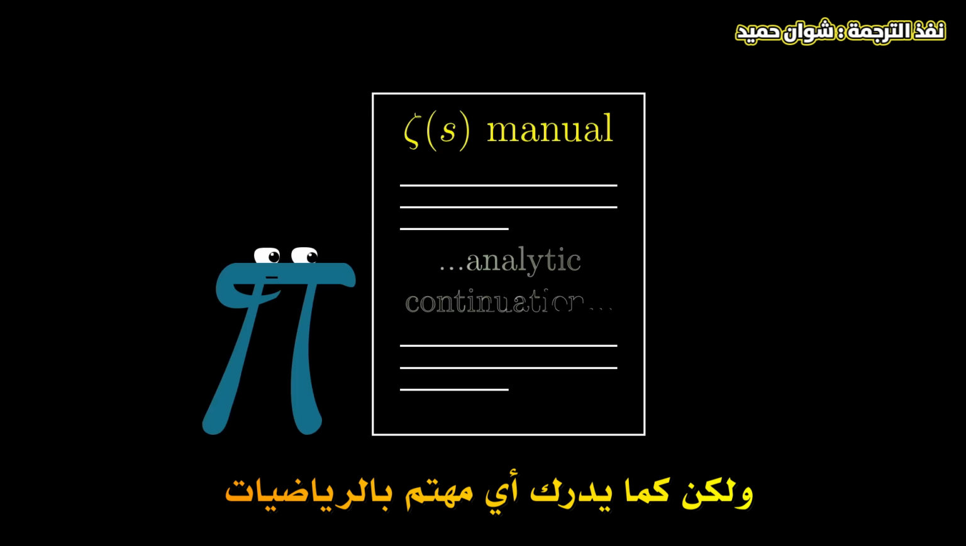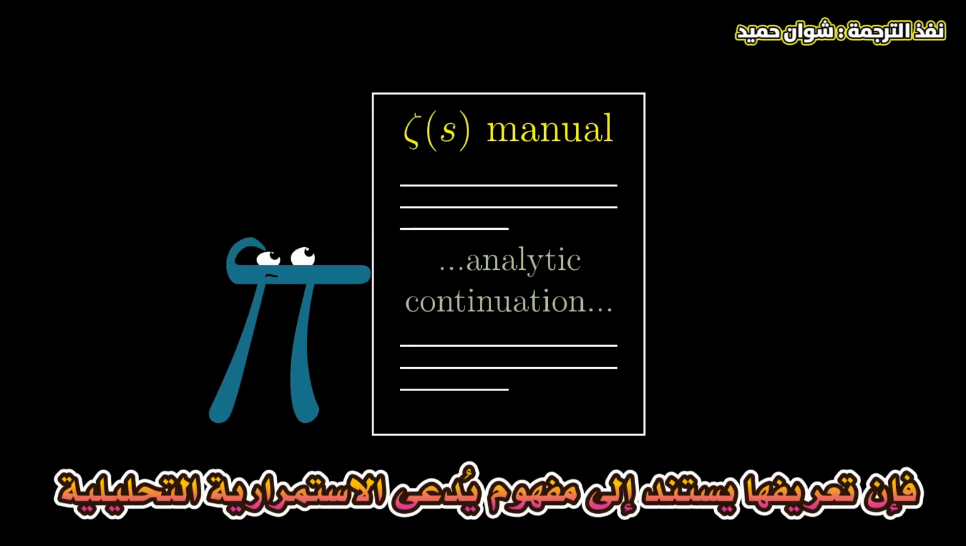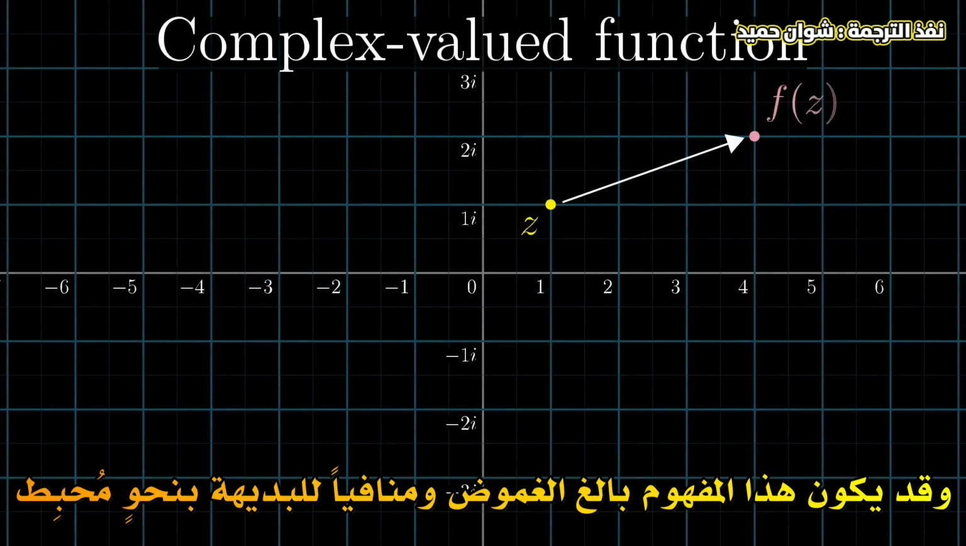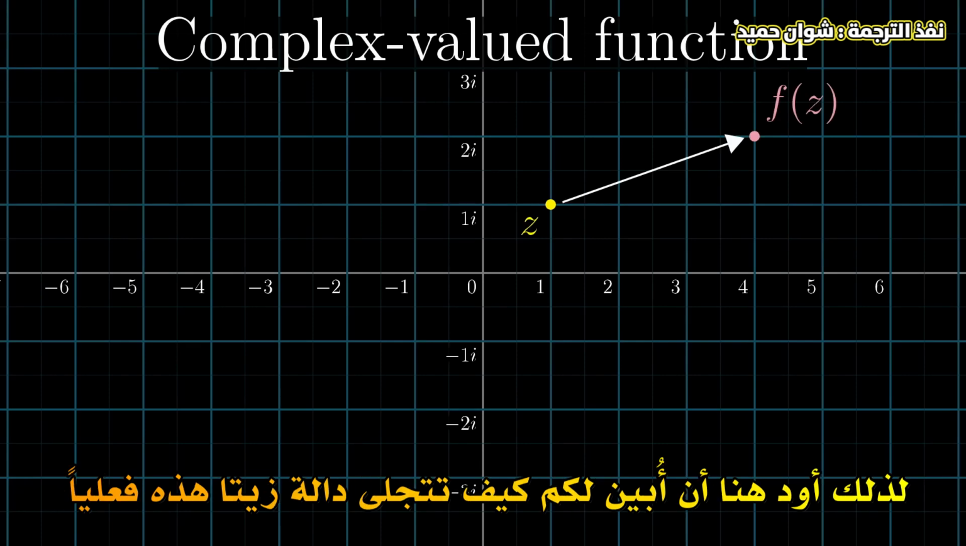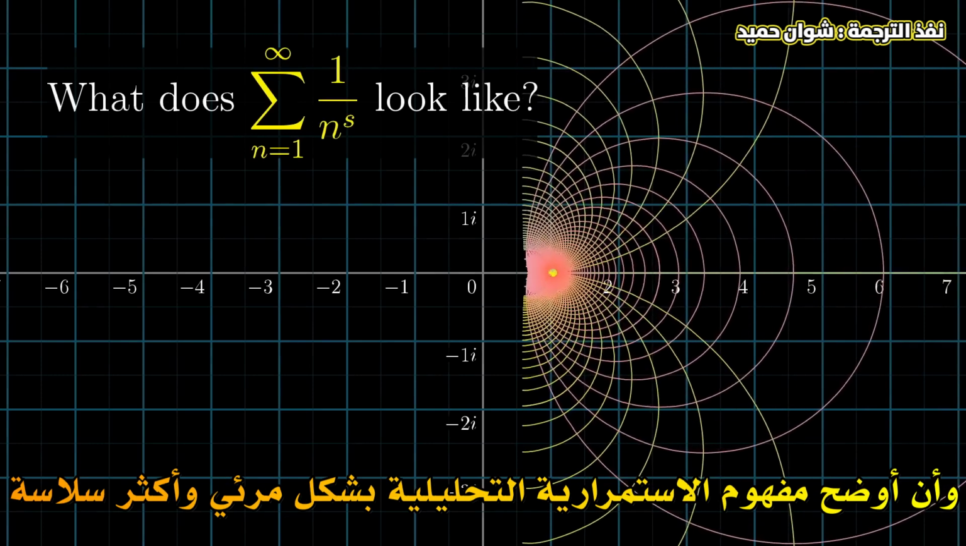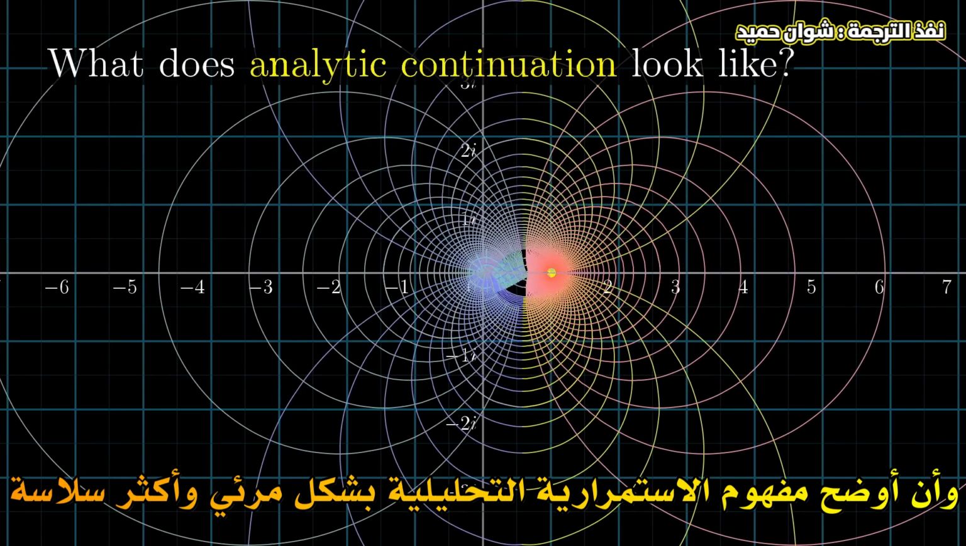But as any casual math enthusiast who's started to read into this knows, its definition references this one idea called analytic continuation, which has to do with complex valued functions. And this idea can be frustratingly opaque and unintuitive. So what I'd like to do here is just show you all what this zeta function actually looks like, and to explain what this idea of analytic continuation is in a visual and more intuitive way.